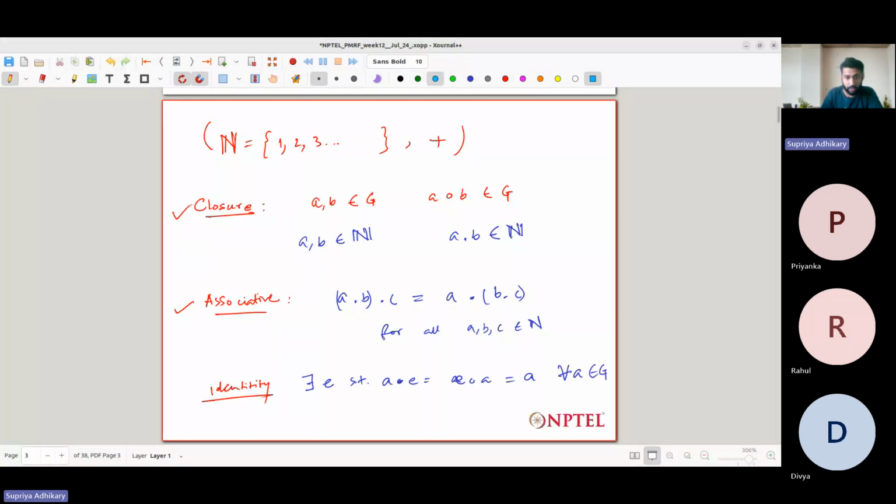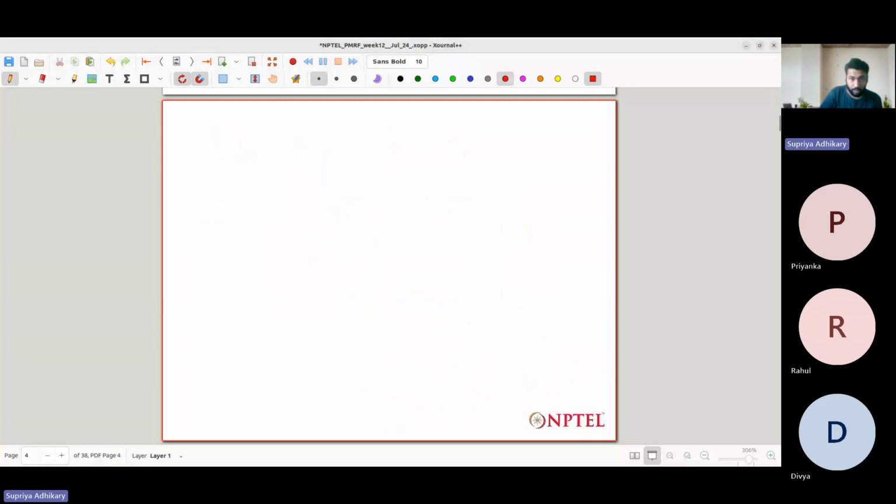Now the question is, does there exist any such element in N? Definitely there exists an element, because we know that 1 is a positive integer, and therefore 1 multiplied with any integer A gives us A, for all A in the set of all natural numbers. So the identity property is also satisfied. But the problem is the final property, which is the inverse.